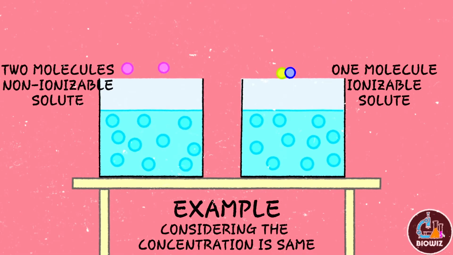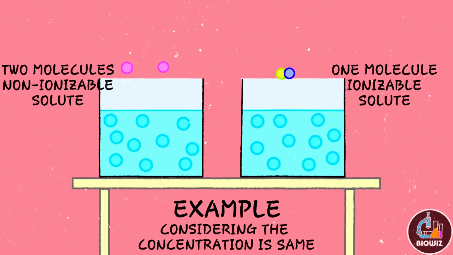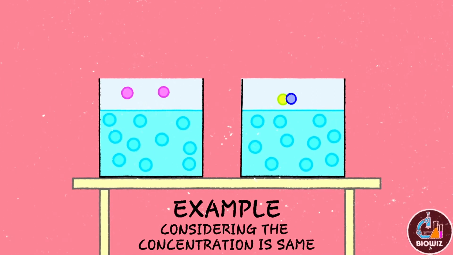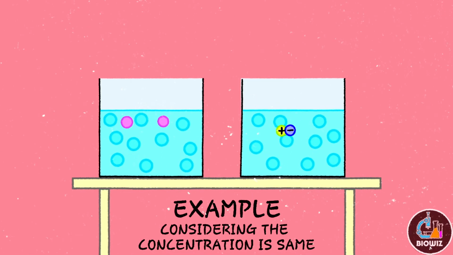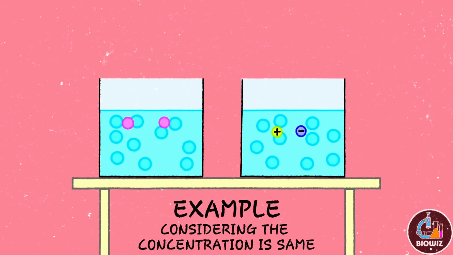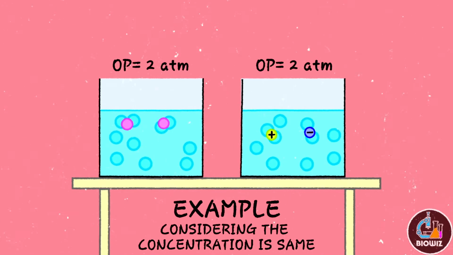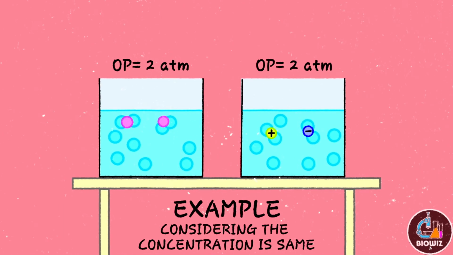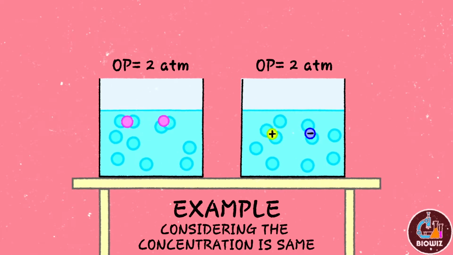One more thing to remember here is that osmotic pressure also depends on ionization. If we add one molecule of an ionizing solute which dissociates into 2 ions in water, it will develop an equal osmotic pressure to that of 2 molecules of non-ionizing solutes added in the same volume of water.